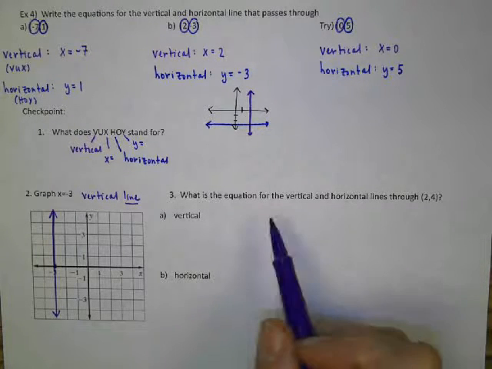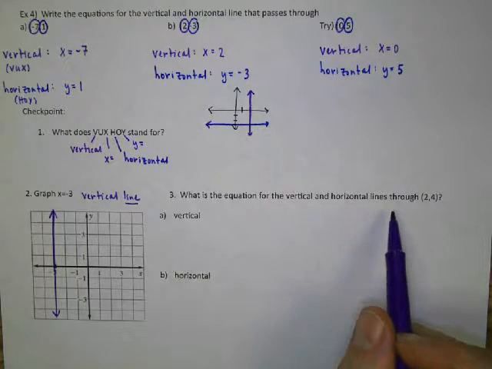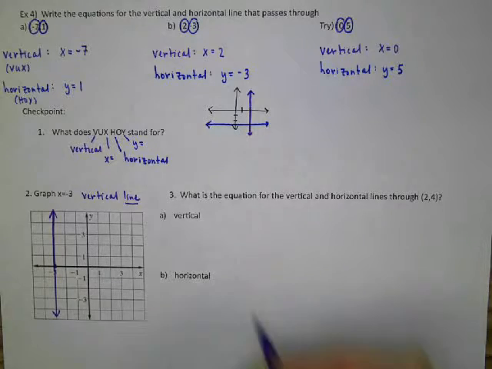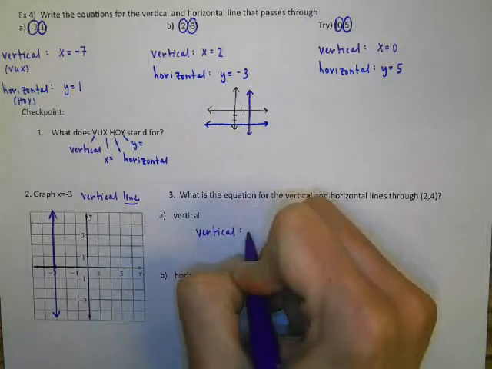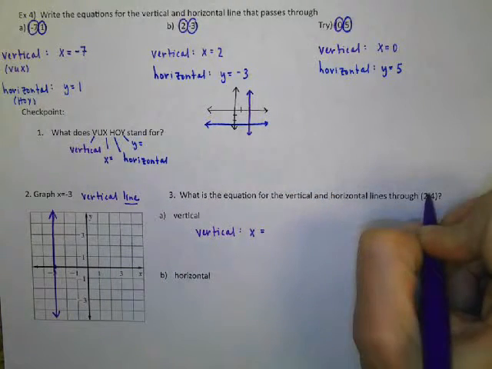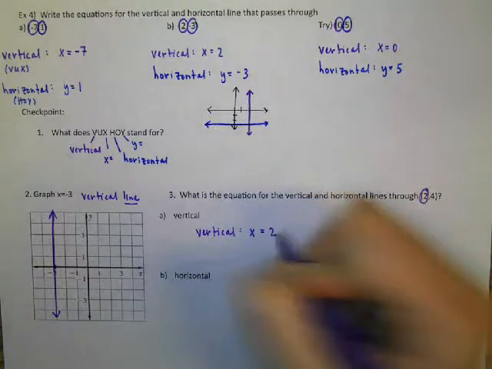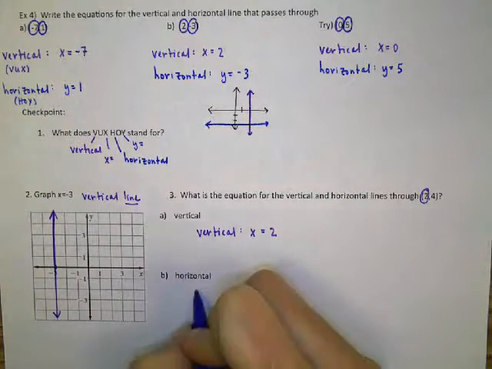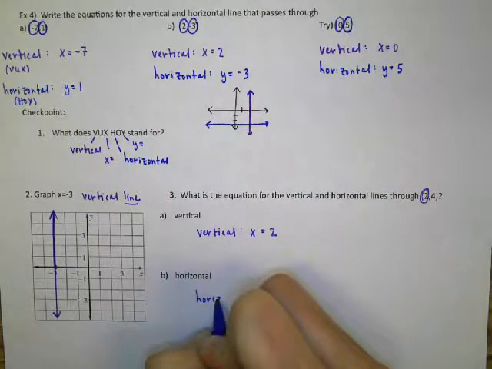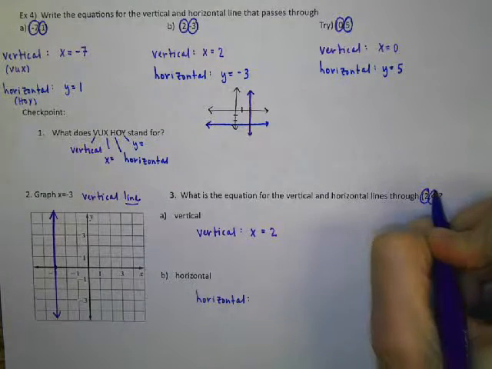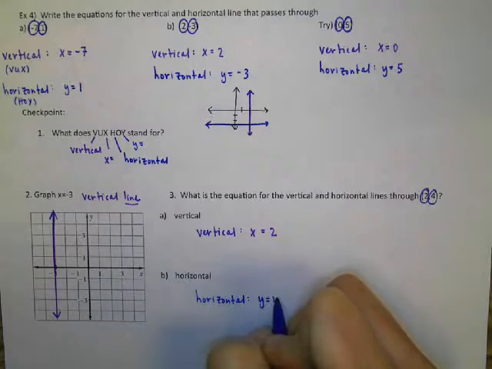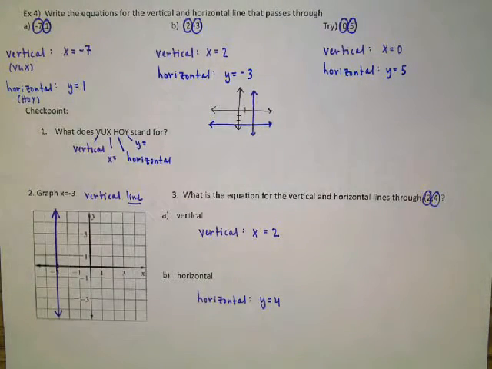Then last but not least, the equation for the vertical and horizontal lines through (2, 4). Remember, for vertical, we are concerned with the x-coordinate. So I look here, my x-coordinate is 2. For my horizontal line, I want the y-coordinate, so my equation is y equals 4.